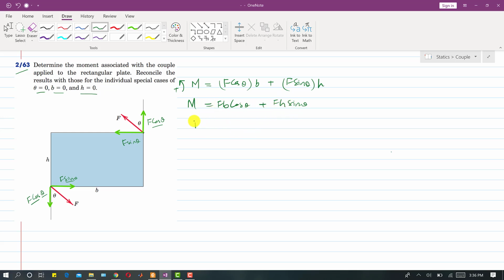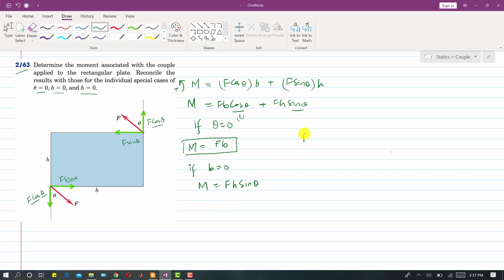And now for these three conditions, if theta is 0, cos of 0 is 1 and sine of 0 is 0, so then we will have moment equal to Fb. So this cos of 0 will be 1 and this will be 0, so we will be left with this. And now if b equals 0, then this term will become 0, and we will be left with this. So it will be equal to Fh sine of theta, right?